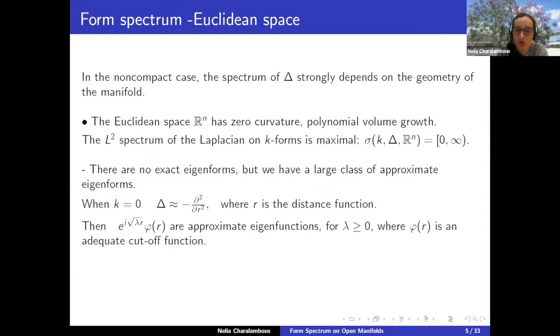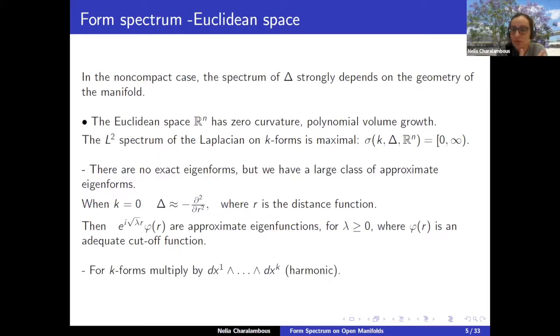So one can show that we can have a sequence of these approximate eigenfunctions such that the Laplacian minus lambda applied to this function tends to 0 in the L2 norm. And you can do this for any lambda which is greater than or equal to 0.